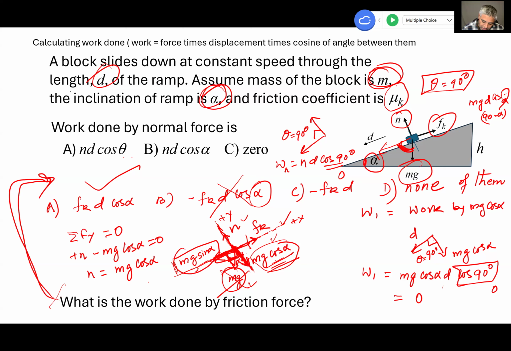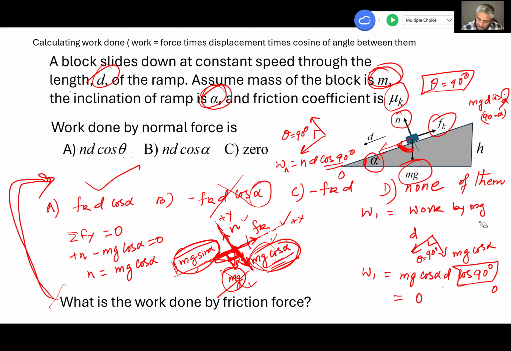So only mg sine alpha is doing the work. We can find the work done by mg sine alpha, and that's going to be the work done by mg as well, because the other component is doing 0 work here. It's like you have two hands. Sometimes you may be working with both hands, but if one hand is not working, then the work done by you is equal to the work done by just one hand. So mg sine alpha is like one hand here, because mg cosine alpha, your other hand in the case of mg, is not doing the work.